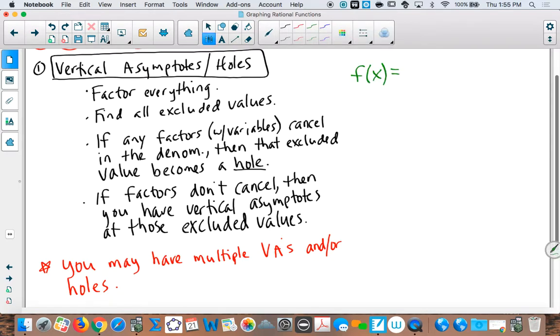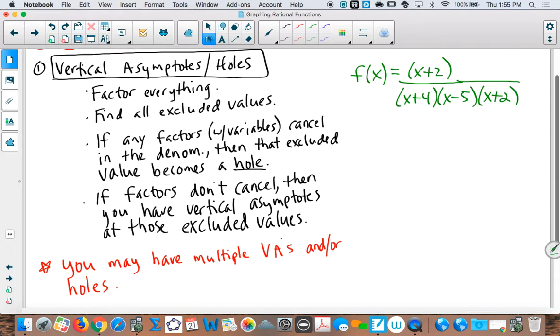I'm going to start off with it already factored. It's just easier to look at it that way. Let's say we have something like x plus 2 over x plus 4 times x minus 5. That's our function. And we'll do one more, x plus 2.